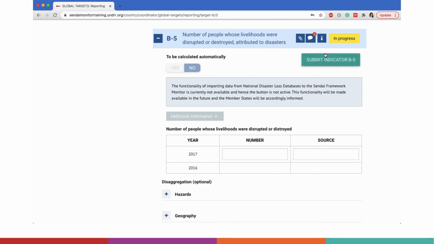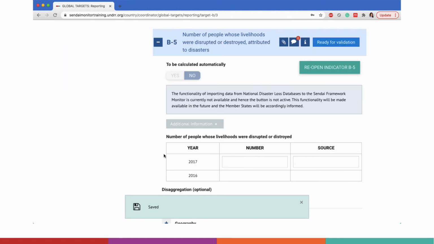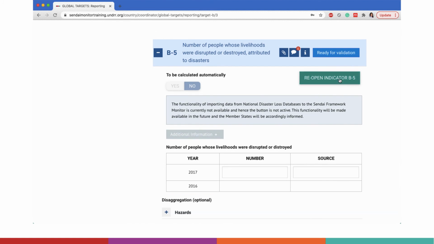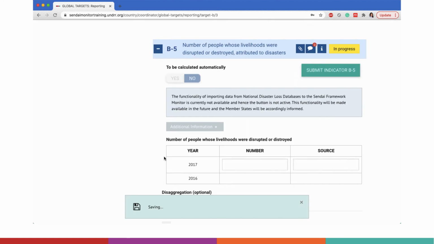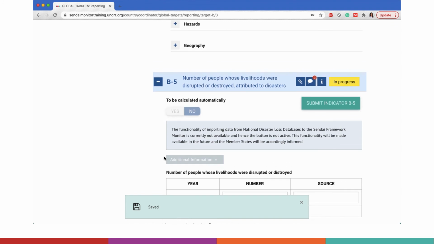Once you are ready for validation, click on Submit Indicator for indicators B2 to B5. If you have made a mistake, you can click Reopen Indicator to make any changes, then click Resubmit.